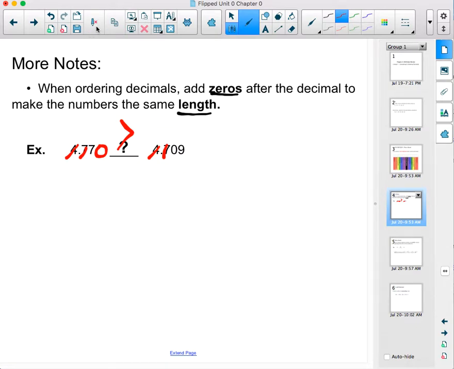I'm going to clear off my work here, and I'm going to show you a different way to do this. Okay, I'm going to put my 0 back in here. The other way to get the job done here would be to, since my whole numbers are the same, focus on the decimal part. And my decimal part here is 770. That's 770 thousandths.